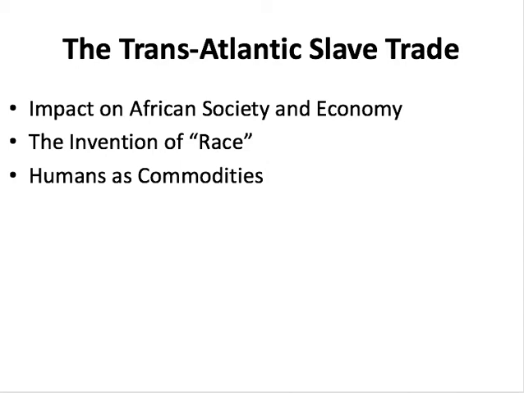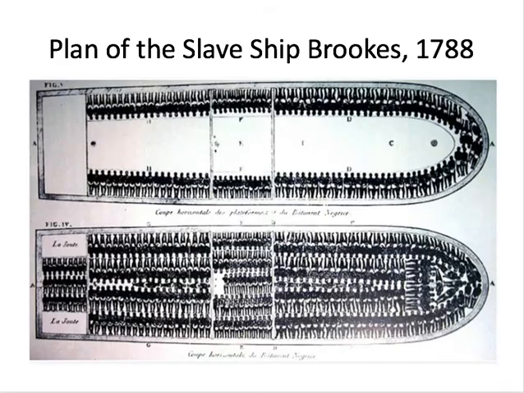So just to warn you, this next slide is not easy to look at. It's a rendering, it's not a photo, so it's bad, but okay. This is what a slave ship looked like. Now, this is the Brookes slave ship in 1788. As you can see how horrendous and awful these conditions were. And it really speaks to just the dehumanization of people as commodities at this point.